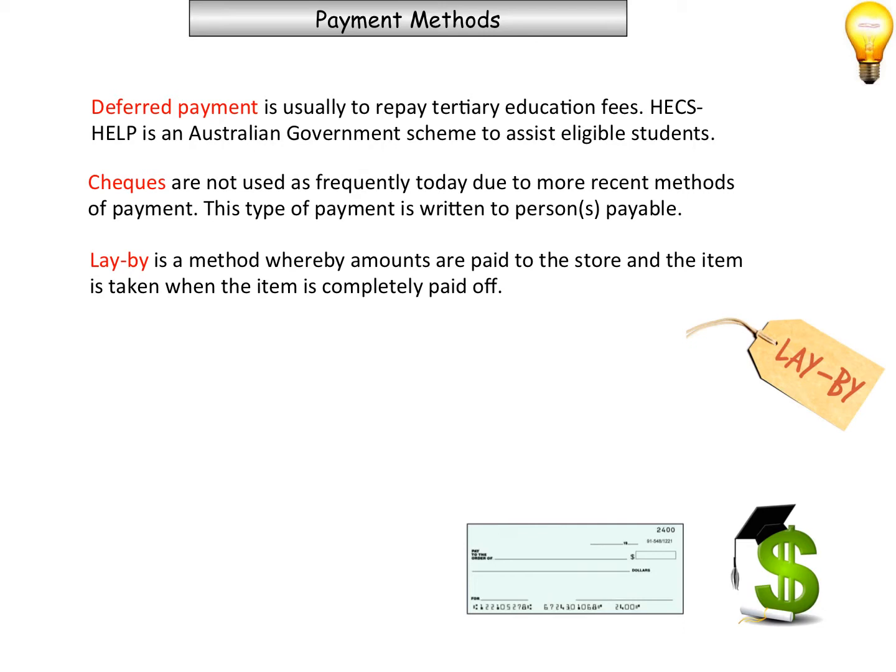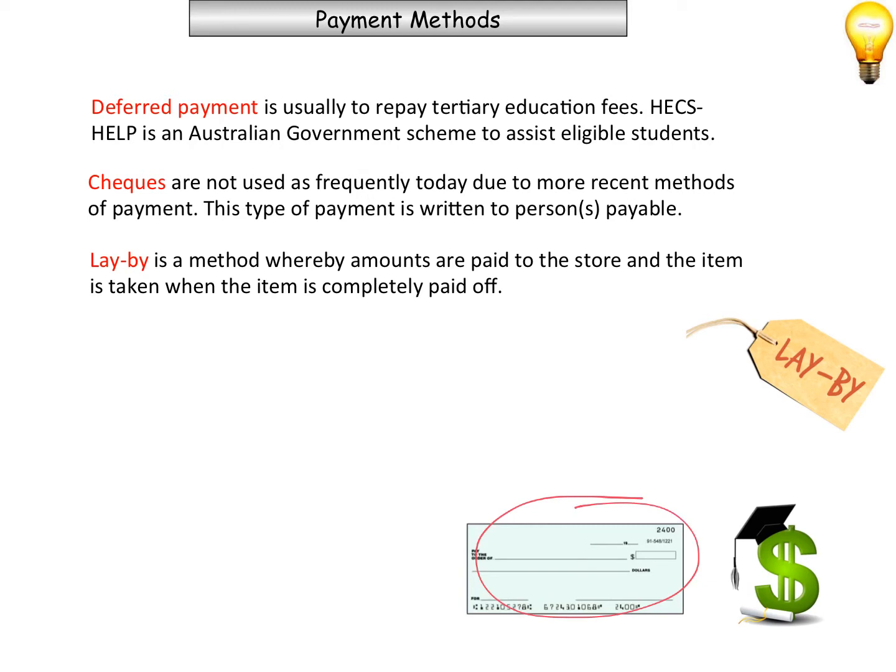Now, a check's not really used too frequently these days because we have either cash, we've got credit cards, we've got debit cards, etc. So we don't use checks too often, but to use a check, you write out who you're going to pay it to with the amount of money, and you give it to that person. They then have to cash it in, and I think there's a couple of dollars in fees that go with it. So there's your check there.